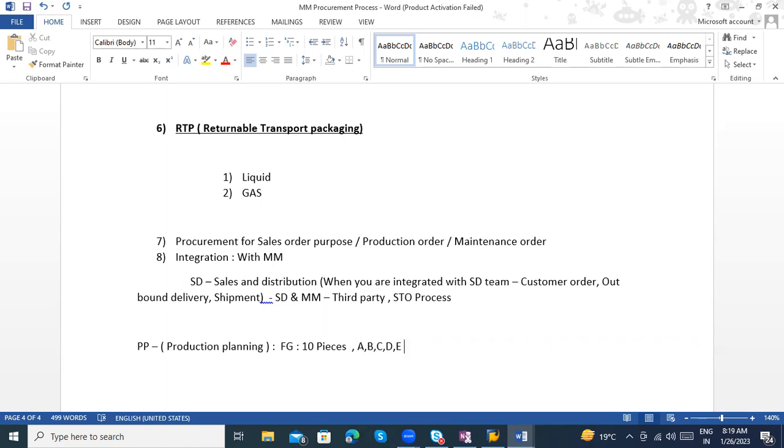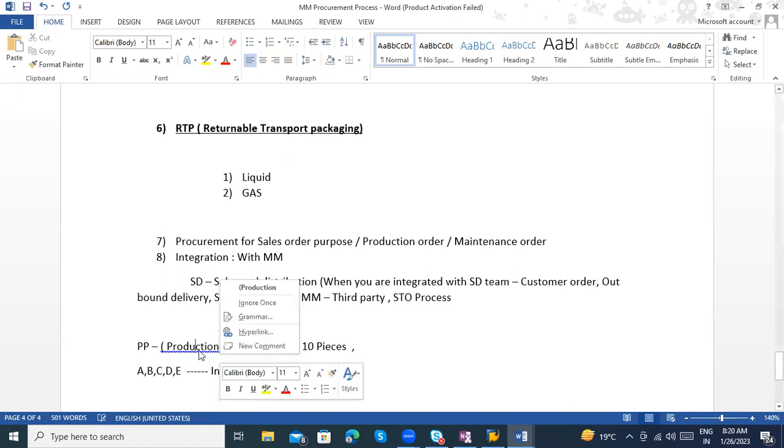Obviously, when they are looking for components, they will check the inventory, so they will reach out to the store. If the inventory store also doesn't have the stock, then obviously they will reach out to the procurement team. The procurement team will buy these components: A product, B product, C product, D product.